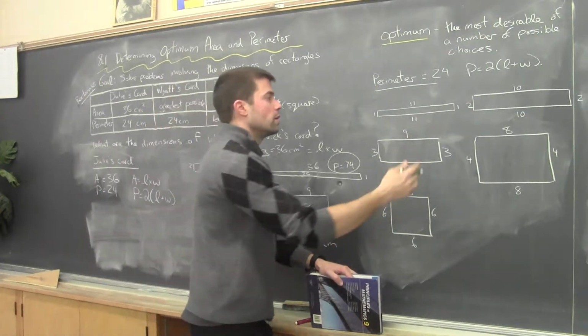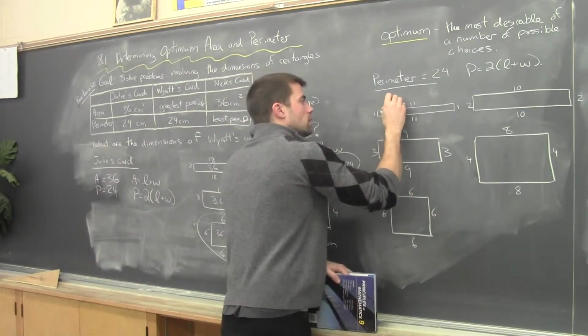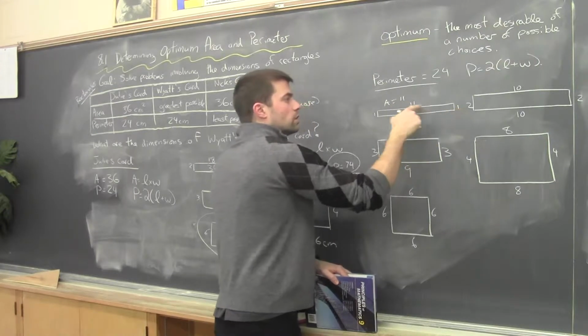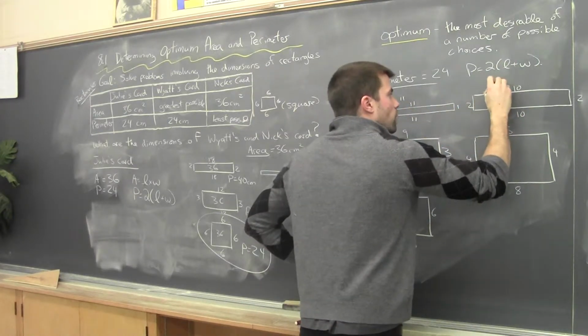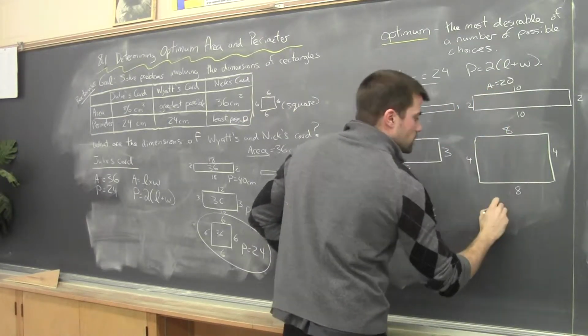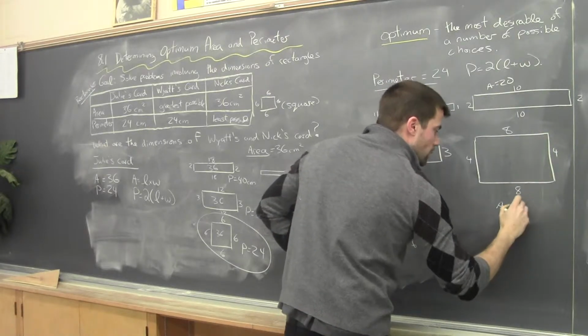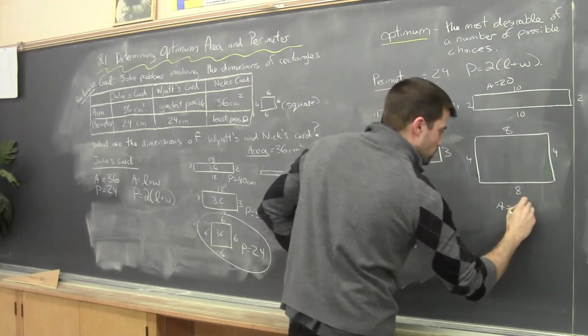Okay, so now we're going to go ahead and solve the area for each one of these. Area is equal to 11, so it's 1 times 11. Area is equal to 20. Okay, in this case, area is equal to 8 times 4 is 32.